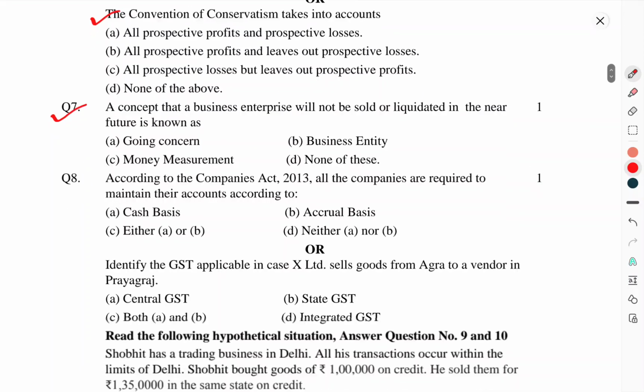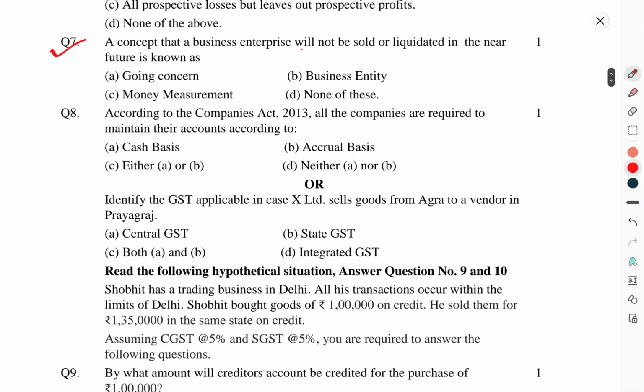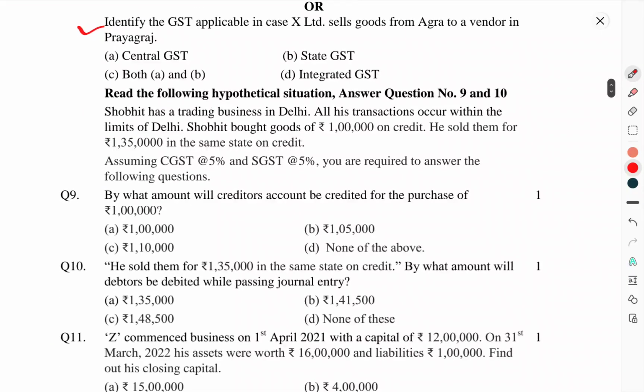Question number 7, the concept that a business enterprise will not be sold or liquidated in the near future is known as. Question number 8, according to the Companies Act 2013, all the companies are required to maintain their accounts according to. Or identify the GST applicable in case X Limited sells goods from Agra to a vendor in Prayagraj. Read the following hypothetical situation. Answer questions 9 to 10.